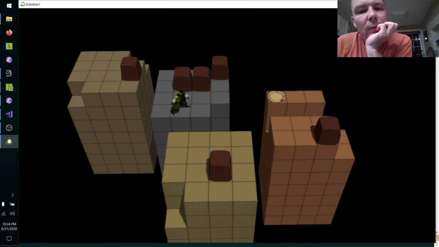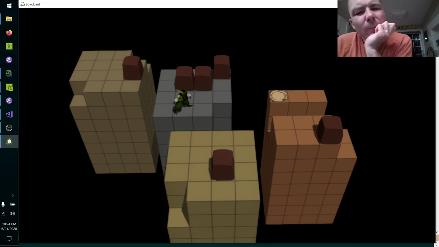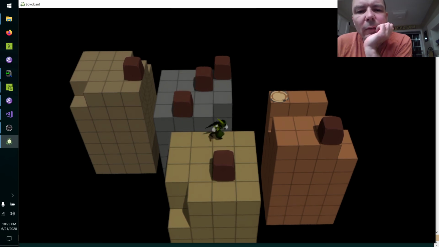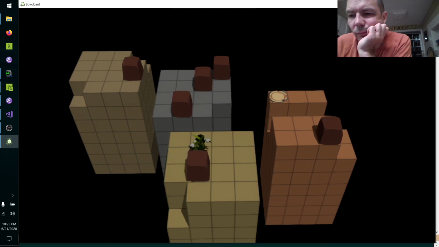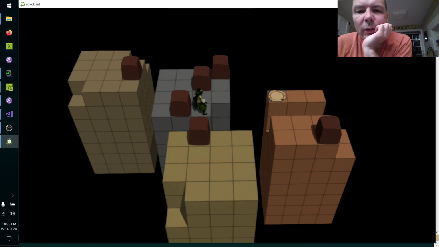Well, I think actually what we're not doing is using the sideways motion at all. But we could do that. Maybe that's for a different level. Anyway, so I come back over here.